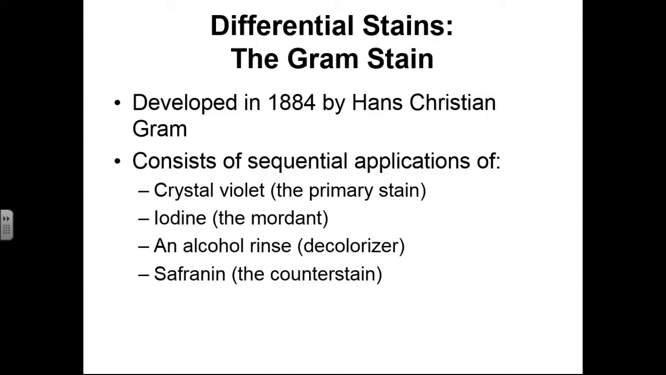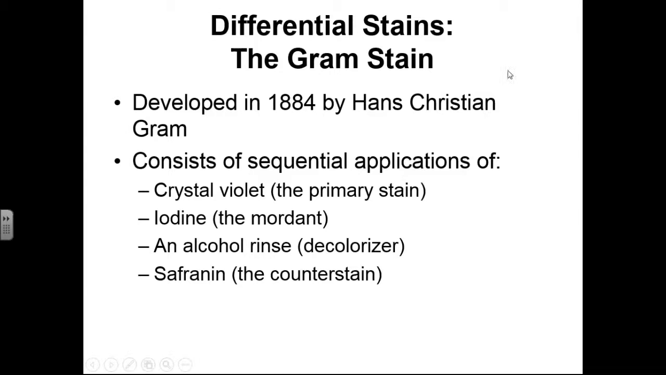Crystal violet will initially color all the bacteria dark purple. Then we rinse it off, add the iodine, and the iodine causes the crystal violet to stick really tightly to the gram-positive bacteria, but not the gram-negative. Then we use an acetic alcohol solution, or an acid alcohol solution, and we rinse it off. And the crystal violet rinses off of the gram-negative bacteria, but it's still stuck to the gram-positive bacteria.